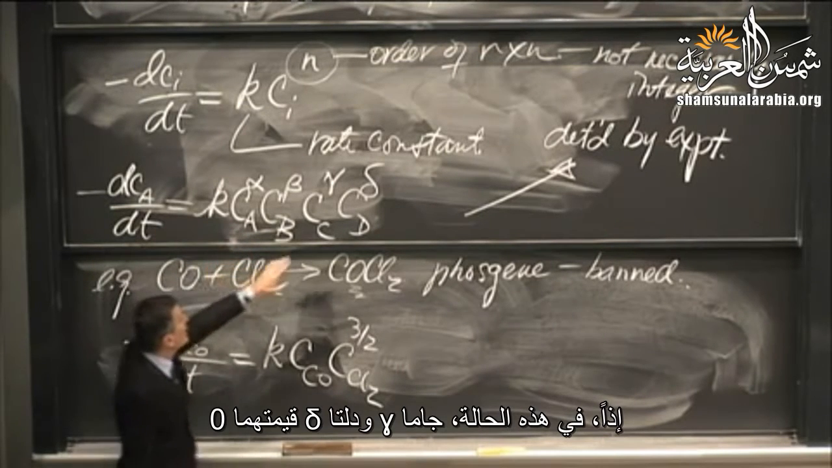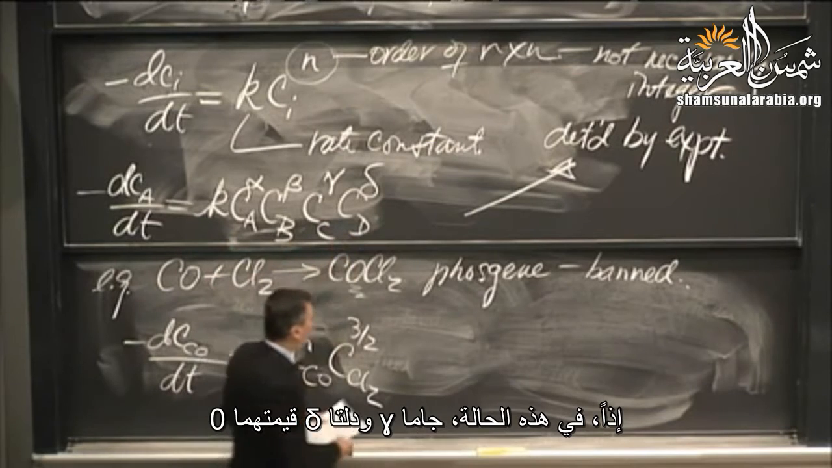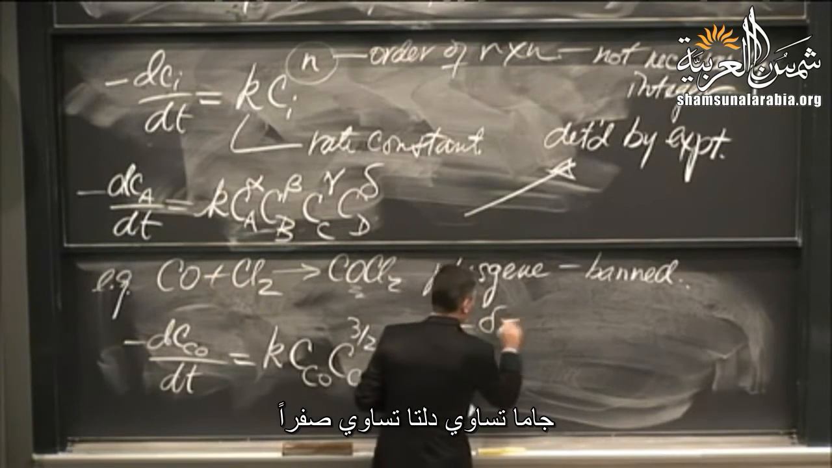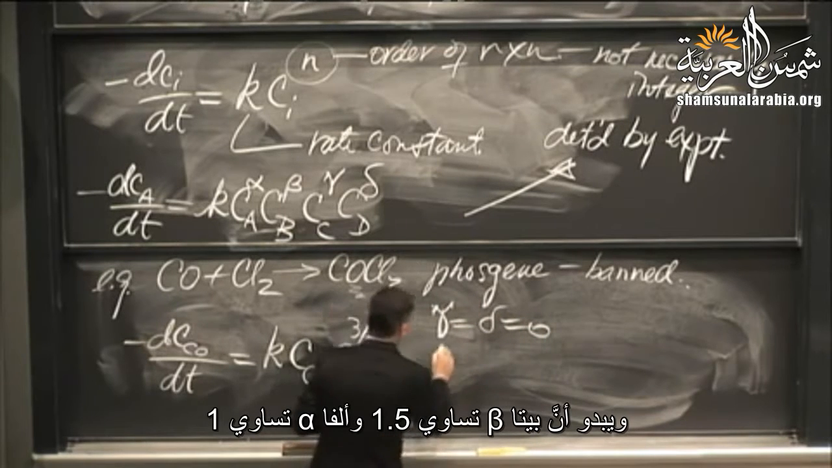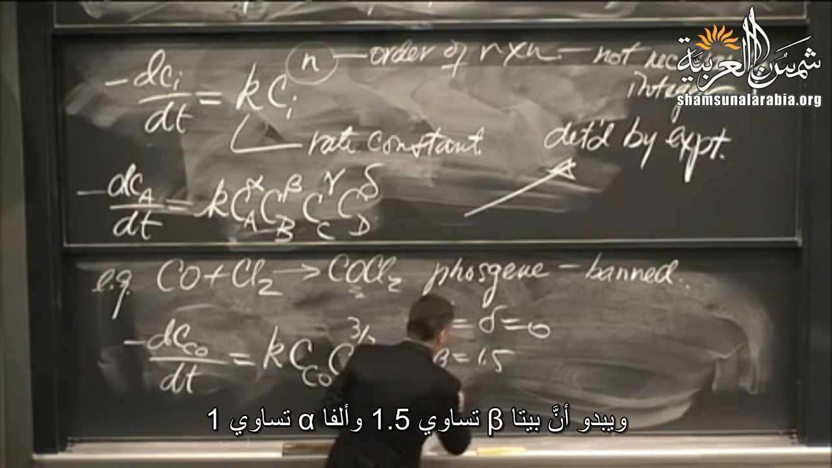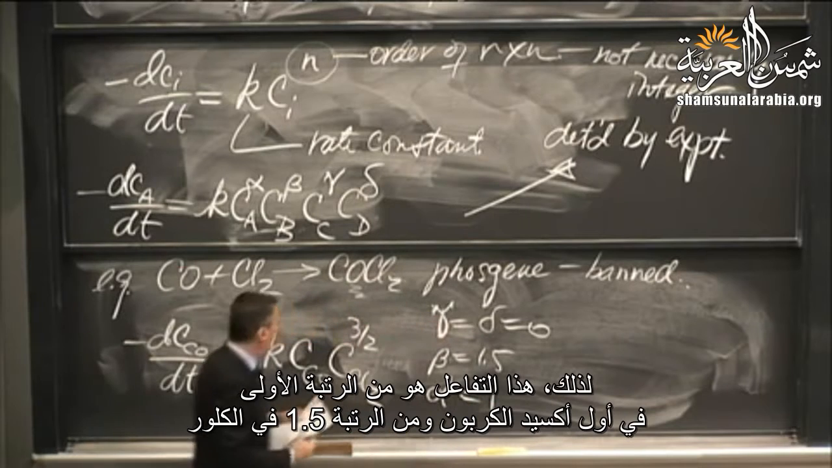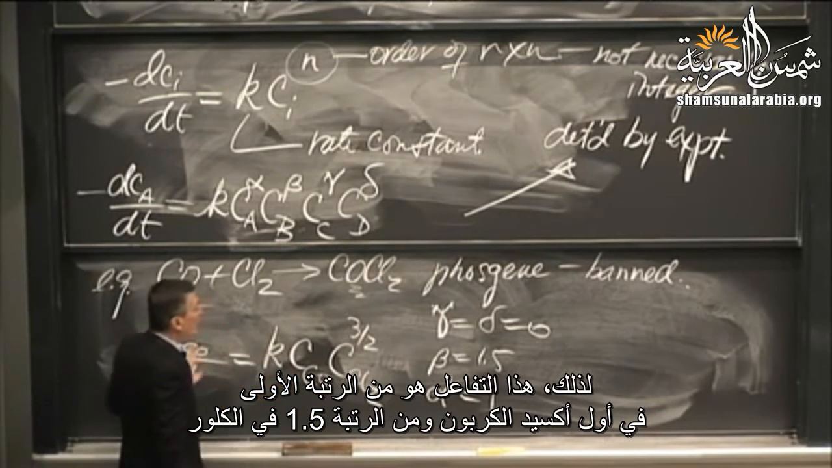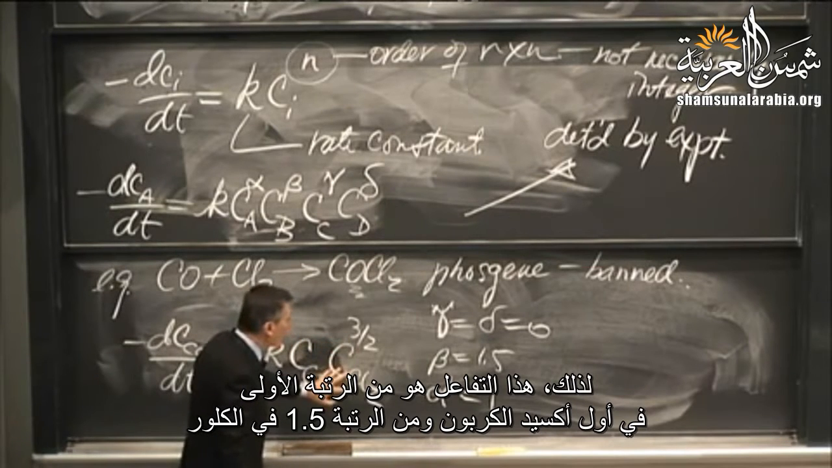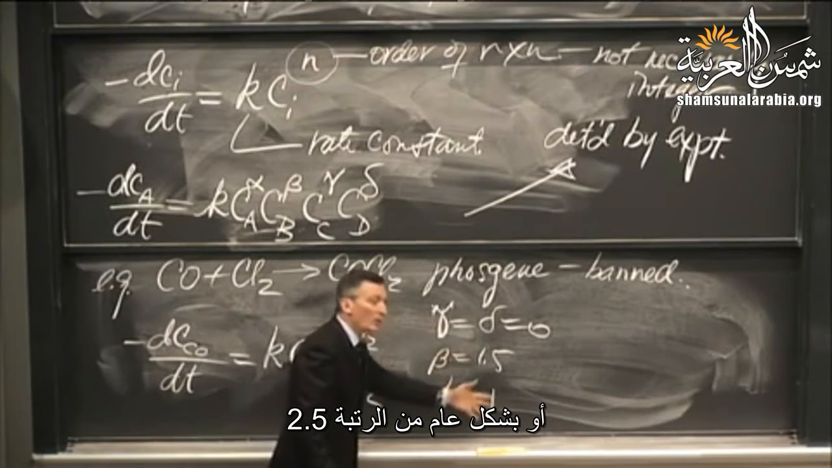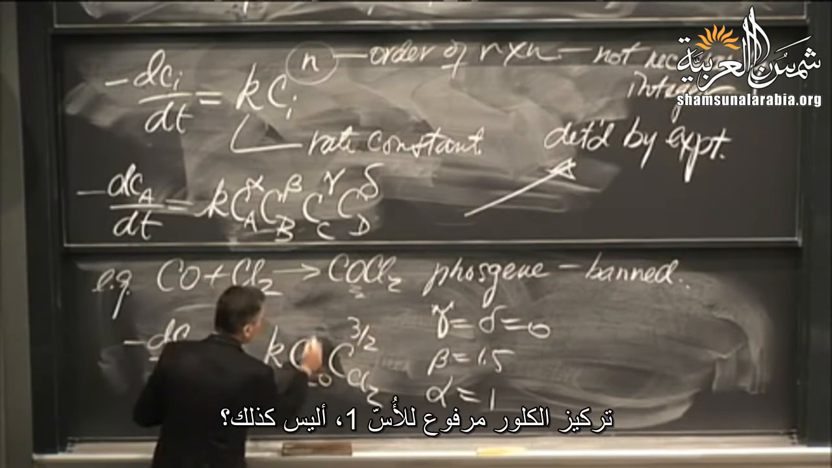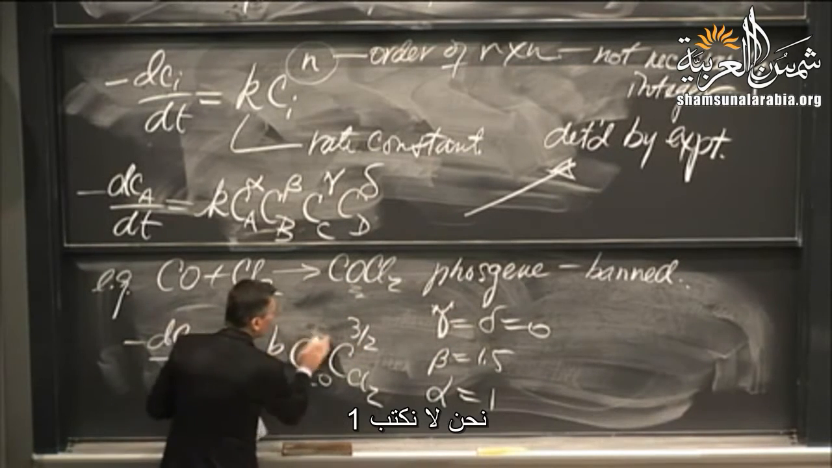All right, so in this case, gamma and delta are 0. Gamma equals delta equals 0 here. And it looks like beta equals 1.5 and alpha equals 1. So I would say that this reaction is first order in carbon monoxide, of order 1.5 in chlorine, or overall of order 2.5. Because, right, this is the order of reaction. This is C to the power 1, isn't it? We don't write the 1.